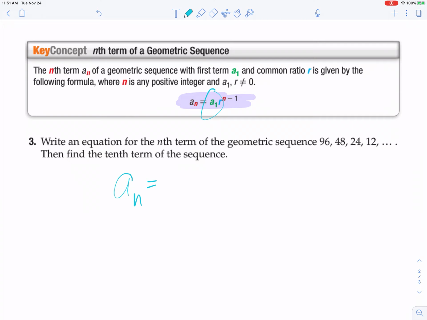equals A1. The first term is 96. And then R is the common ratio. So take 48 divided by 96. I mean, really, you could do it to any of them. I can actually see it easier in my head to do 12 divided by 24, and I know that that's 1/2.